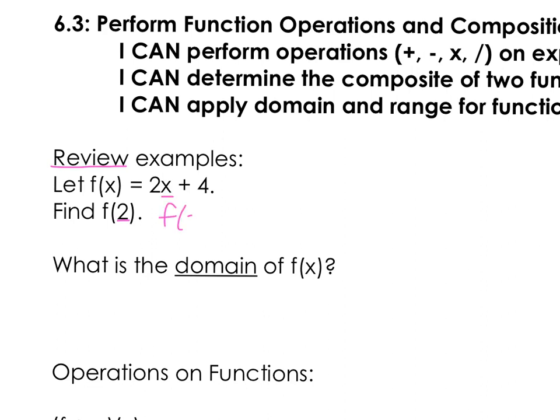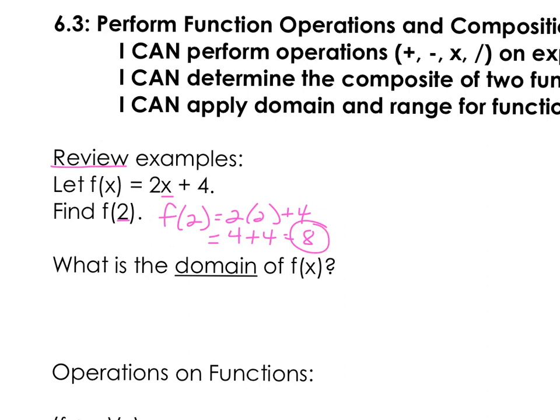This means f of 2 would equal 2 times 2 plus 4. And then we simplified the right-hand side. 2 times 2 is 4, and 4 plus 4 equals 8. That means f of 2 equals 8.